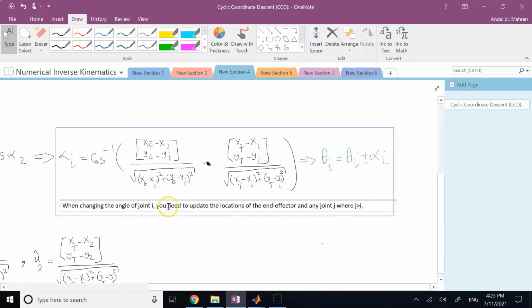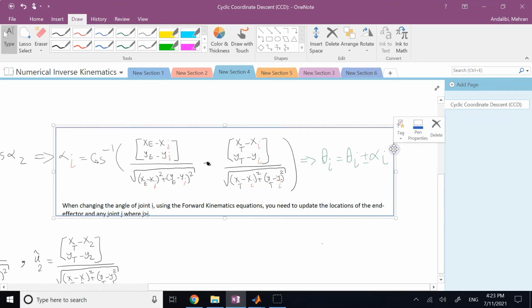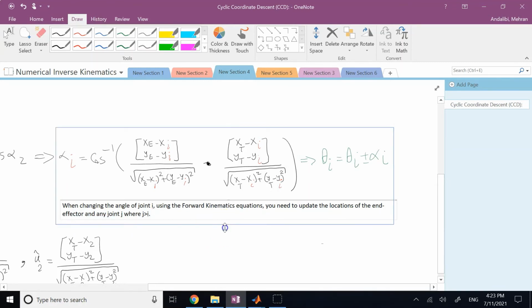You need to, I say, using the forward kinematics equations, update them. Good. So I guess this is a lot cleaner to say. Of course, they all come from the forward kinematics equations. Good.